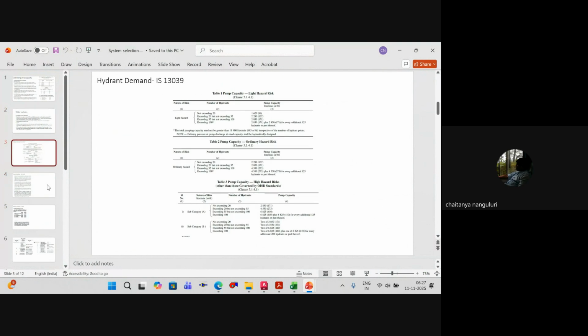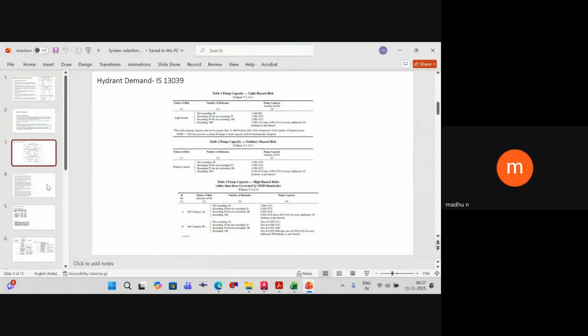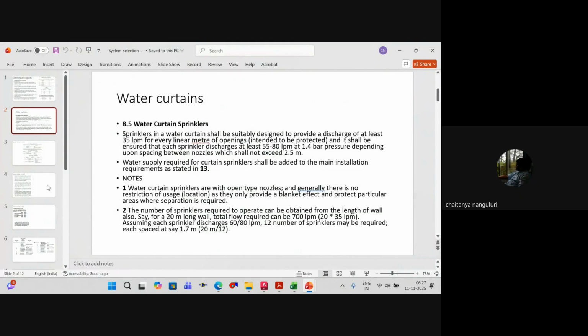Because instead of searching for IS codes, I've made a snapshot of everything. That's the reason, nothing else. I'll share this PPT with you. But I would encourage you guys to read IS codes as well. You have to read, otherwise you don't understand. I'm teaching you some stuff, but there are a lot of conditions and applications. Of course, if you've got any queries, you're free to contact me at any point of time.